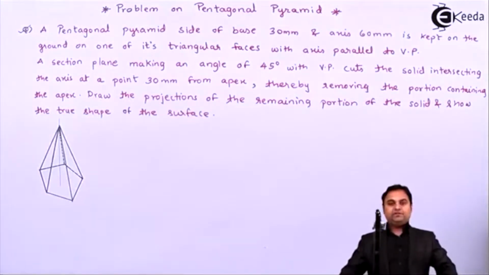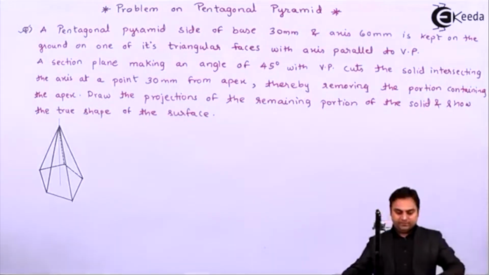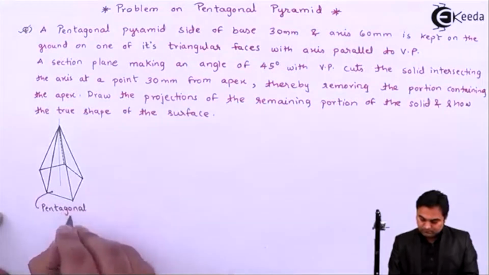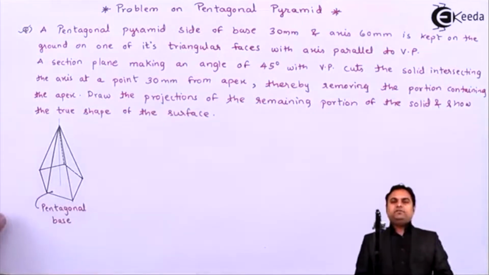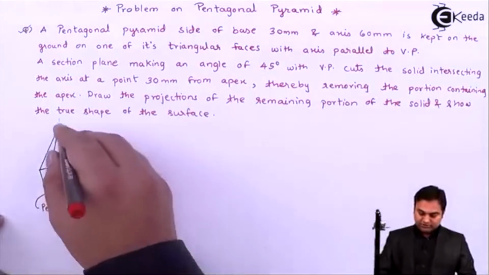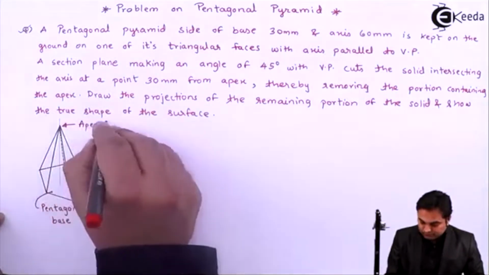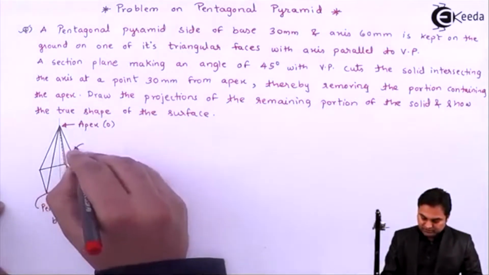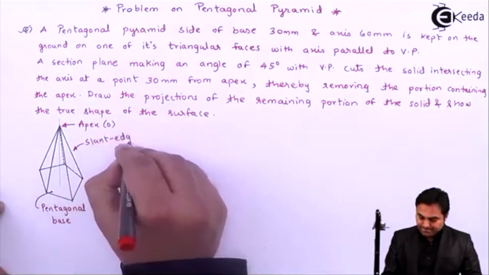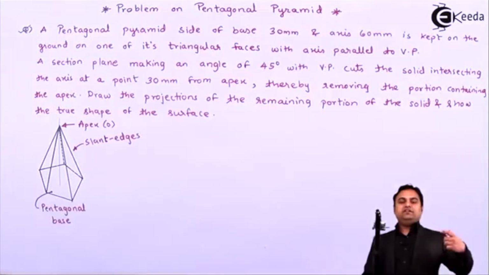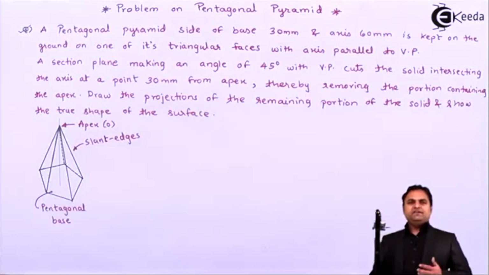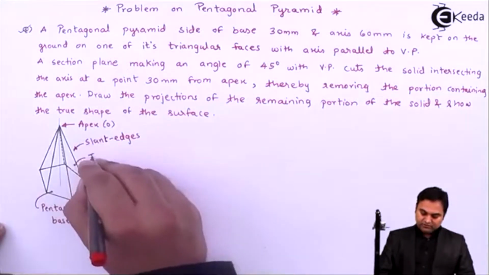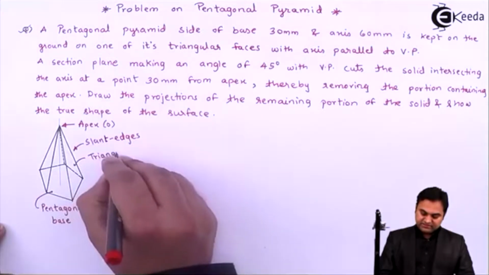So here we have a pentagonal pyramid in which the base is a pentagon. Pentagonal base, so it has 5 corners. Those corners are connected to the apex. The lines joining the corners and the apex are called slant edges. Those slant edges form triangular faces. Since here we have a pentagonal pyramid, it is going to have 5 triangular faces.